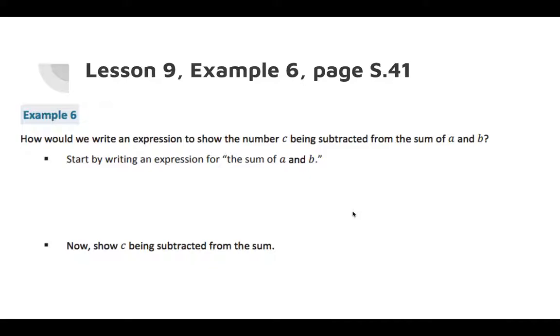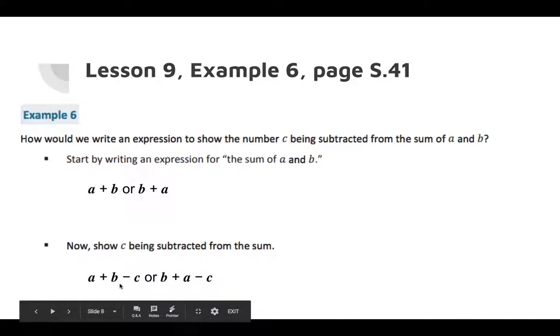Example 6. How would we write an expression to show the number c being subtracted from the sum of a and b? Start by writing the expression for the sum of a and b. Okay, so we know we have the sum of a and b. We're going to write it this way, a plus b or b plus a. Now show c being subtracted from the sum. Okay. Notice that this one tells us that it's being subtracted from the sum. So this is going to look like this, a plus b minus c or b plus a minus c, because they're taking it away from b and a or a plus b.